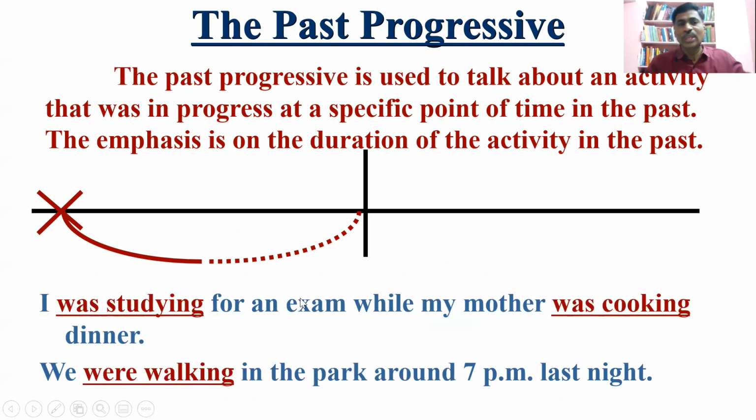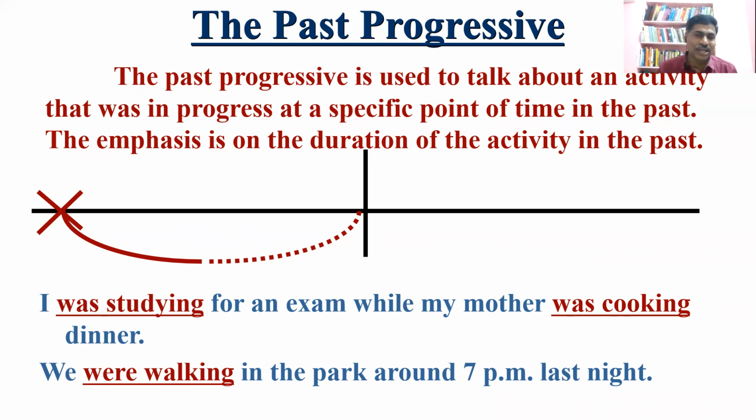It's a past time. I was studying for an exam while my mother was cooking dinner. So here also one more example is like this. This past progressive or past continuous tense. I was studying for my exam while my mother was cooking dinner. So this was going on. Duration means at that time this was going on. To describe that when I was studying for my exam, my mother was cooking food, like this.